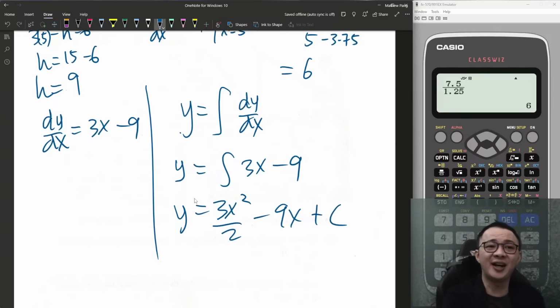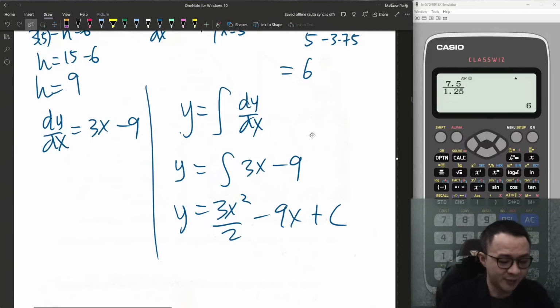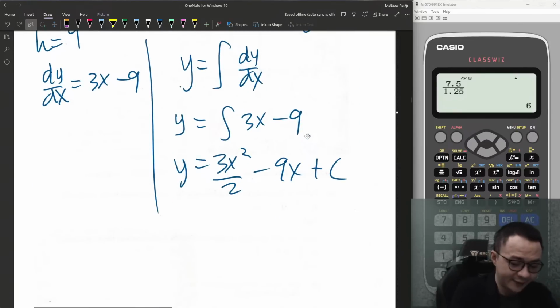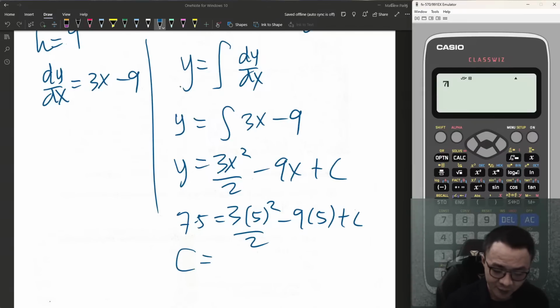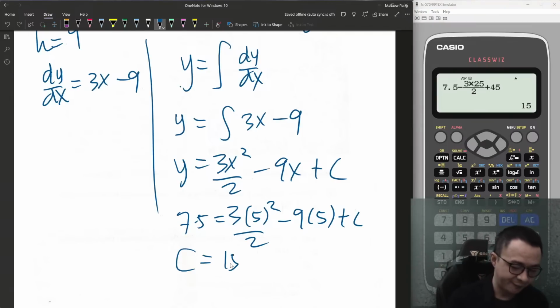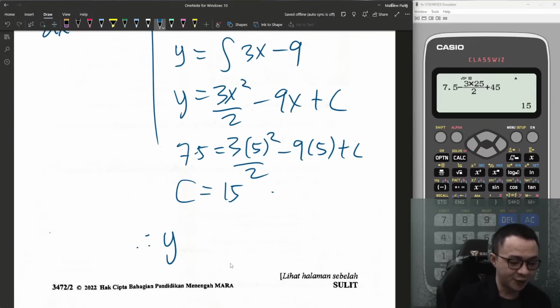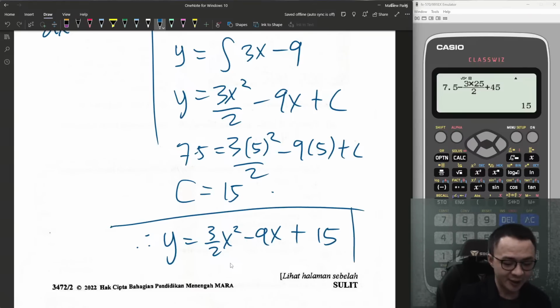So to find the c value, you will need to insert the coordinate into it. So what is my coordinate here? 5 and 7.5. 7.5 equals 3 times 5 squared over 2 minus 9 times 5 plus c. So we need to solve this to get c, isn't it? So 7.5 minus 3 times 25 over 2 plus 45. So it's 50. Then we got the equation of the curve, which is y equals 3 over 2 x squared minus 9x plus 50. So this is my equation of the curve.